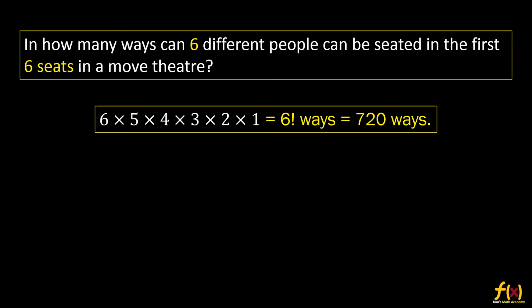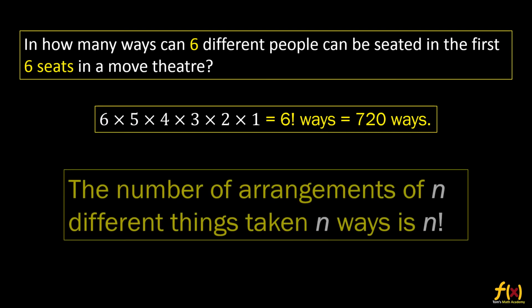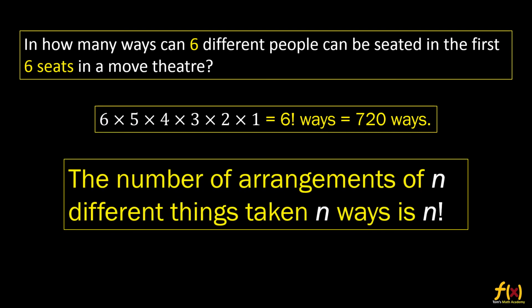So we get 6 times 5 times 4 times 3 times 2 times 1, which we know by now is equal to 6 factorial. So practice on the calculator also using the factorial notation. The number of arrangements of n different things taken n at a time is n factorial.